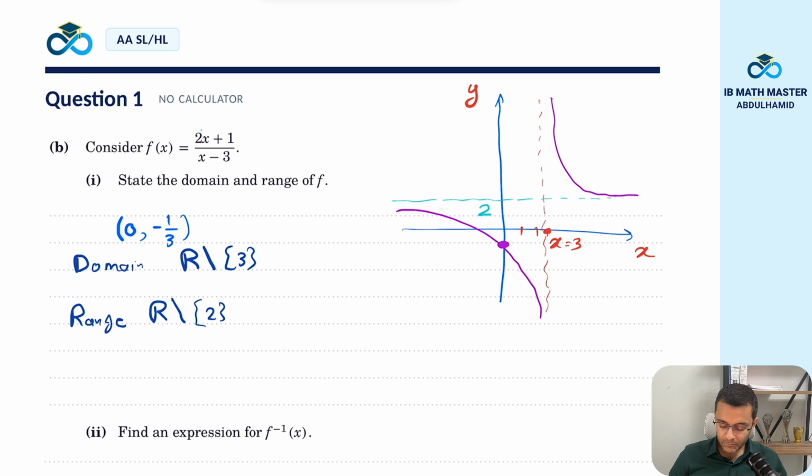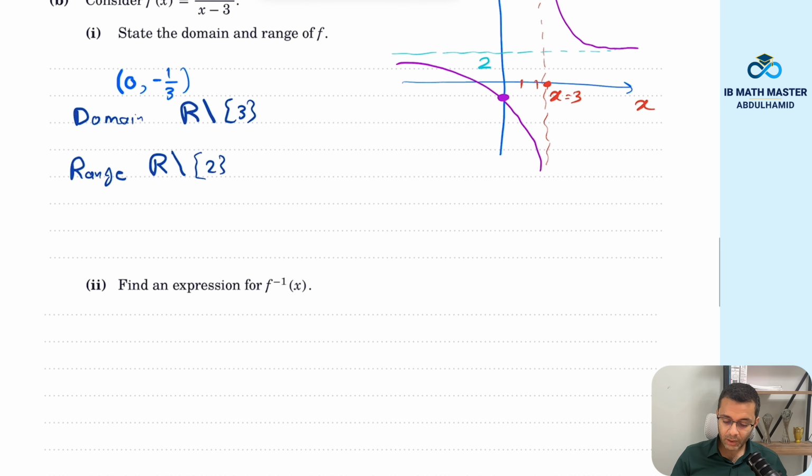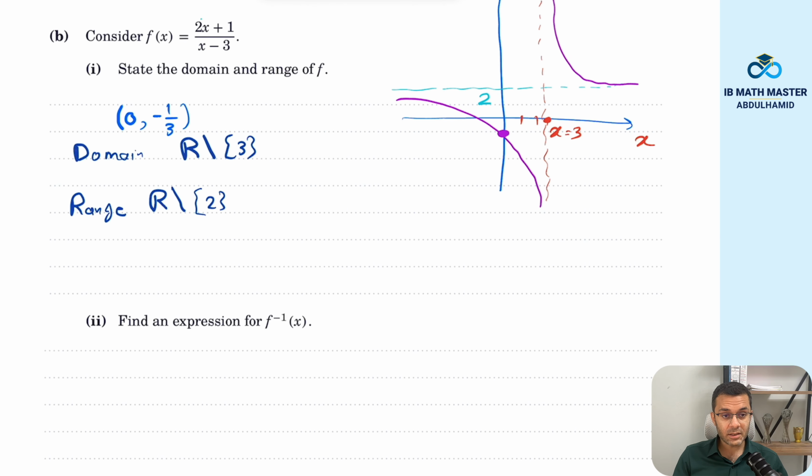So now back to the inverse. Here we need to find the inverse. By the way, these are also important for finding the inverse and the domain and range of that later. So to find the inverse, as we said in the steps, first we'll replace f of x by y. So we'll have y equals (2x plus 1) divided by (x minus 3). After that, we will interchange x and y. So I will say x equals (2y plus 1) divided by (y minus 3).